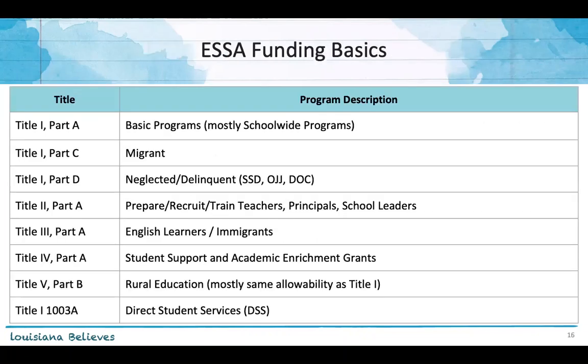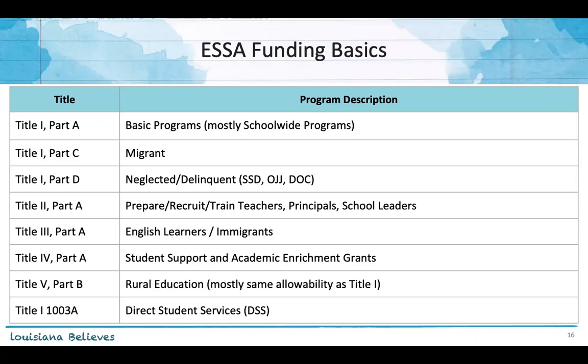This slide provides a list of all ESSA allocations in the Super App. This includes Title I Part A, Improving Basic Programs. As noted, most Title I schools in Louisiana implement a school-wide program. We will discuss this more on the next slide. Title I Part C, Migrant. Title I Part D, Neglected and or Delinquent for Adjudicated Youth.